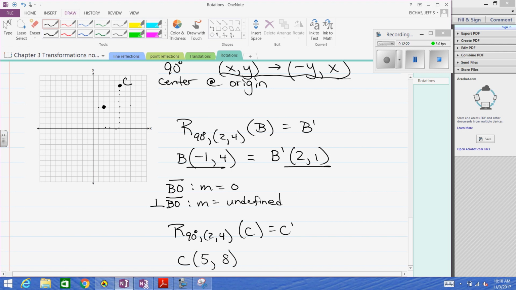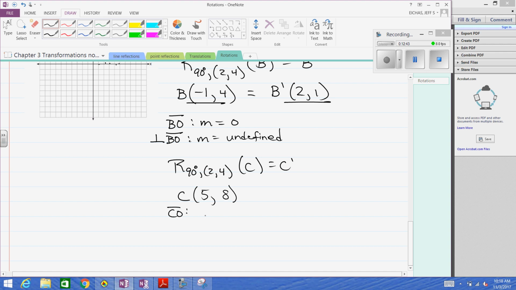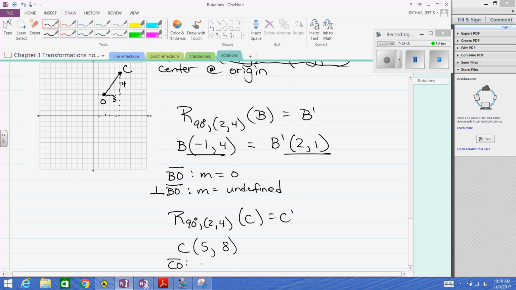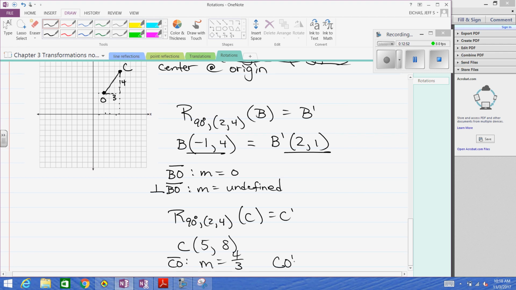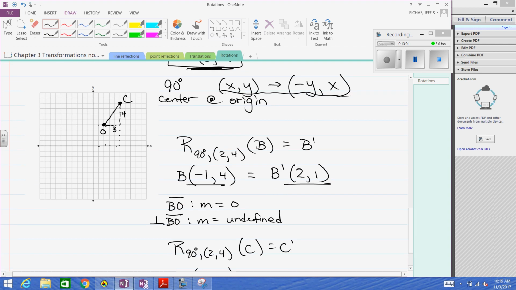Here's what we should look at. What is the slope of that C to O, if we call O the center of rotation? Okay, C to O, that slope is over 3 up 4. All right, so C to O has a rise of 4, a run of 3, and it's positive, so the slope is 4/3. C to O prime is perpendicular to C to O, so that slope has to be -3/4. So go to O, plot a slope of -3/4.